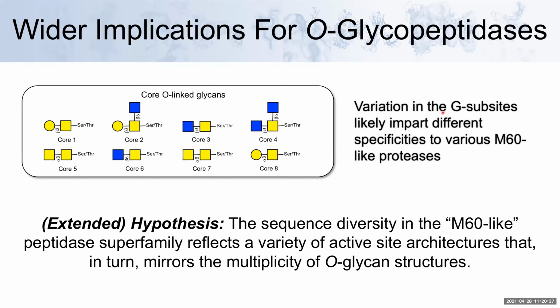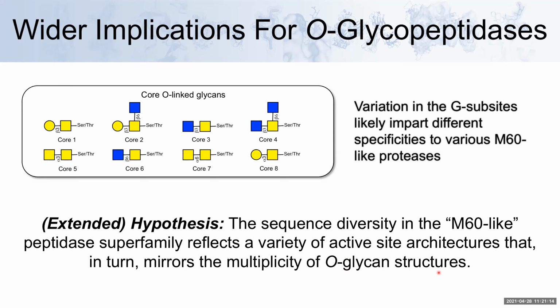And so we felt that what we were seeing was that variation in what we called those G subsites, where the glycans are being accommodated, was imparting the different specificities to these 3 different M60-like proteases. And so we could think of this on a larger scale now and extend this hypothesis to this enormous family of peptidase M60 or M60-like sequences, where there's a great deal of sequence diversity. And possibly the sequence diversity in this family reflects a variety of different active site architectures that mirror the multiplicity of possible O-glycan structures.